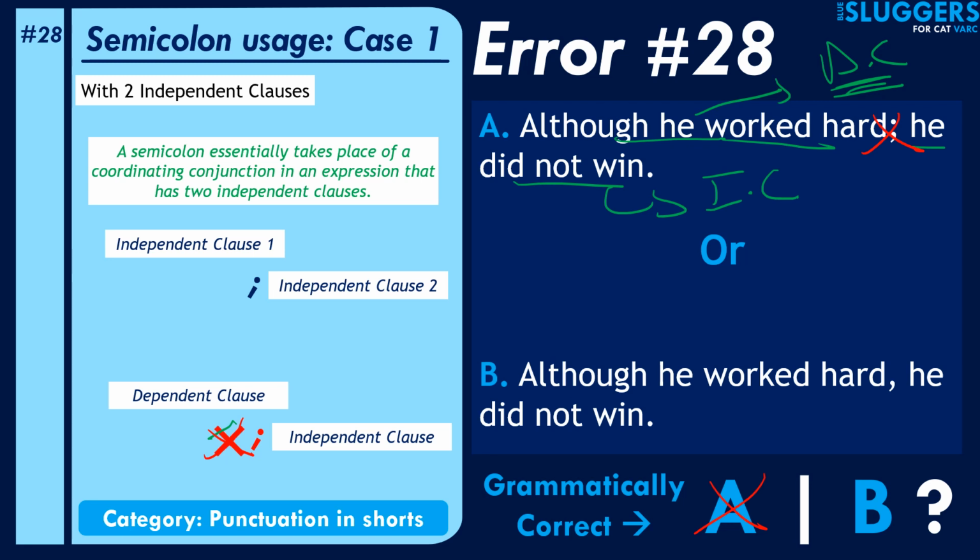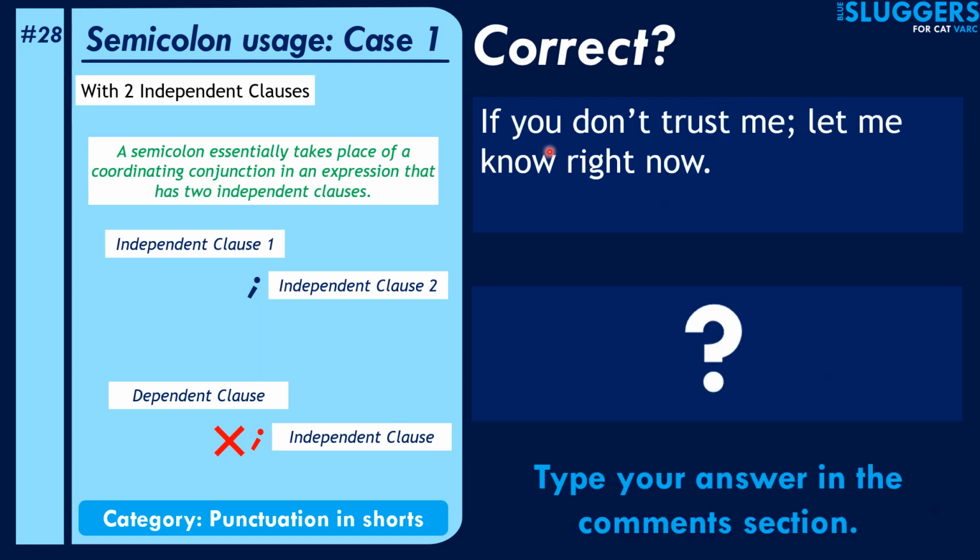Rather, if you still wanted to convey this, you could say, without using a semicolon, "although he worked hard, he did not win." You don't need a conjunction here because you already have the word "although." So sentence B will be considered correct. But do know that with a dependent clause before an independent clause, you don't use a semicolon. Finally, an example for you guys to try. It says, "If you don't trust me; let me know right now." If it is correct, let me know in the comment section. If it is not, let me know what should be the rectified version of this in the comment section.